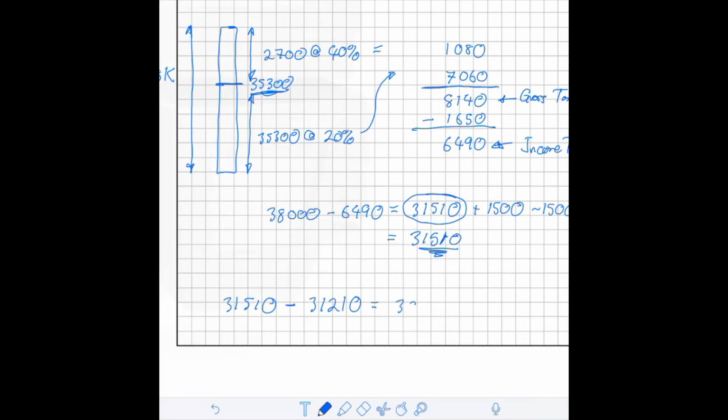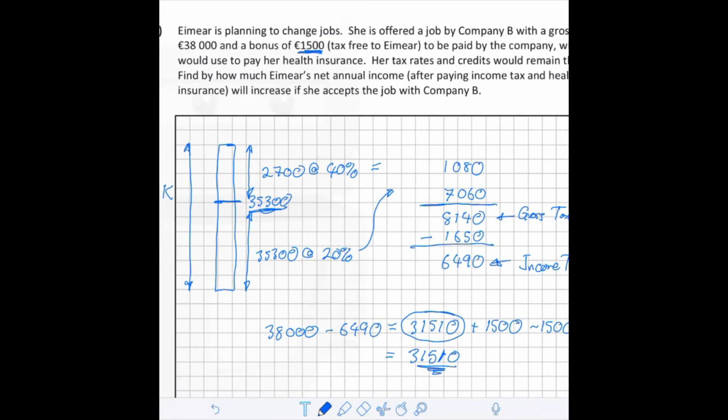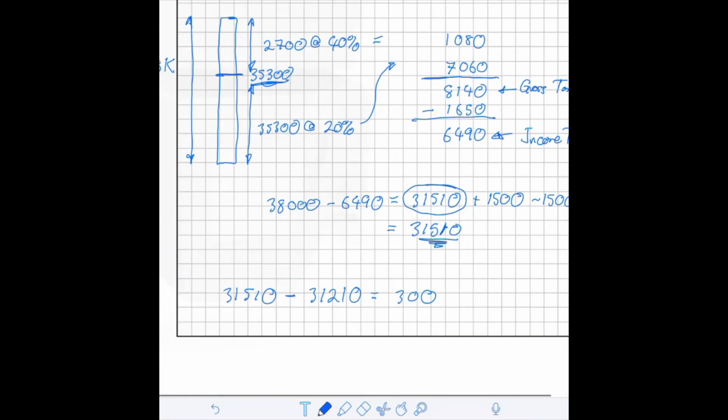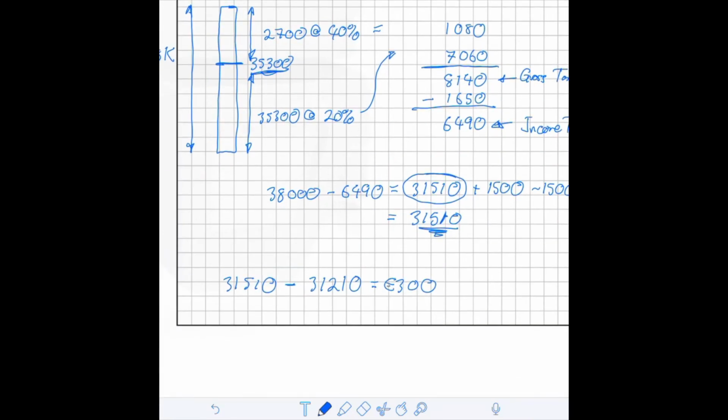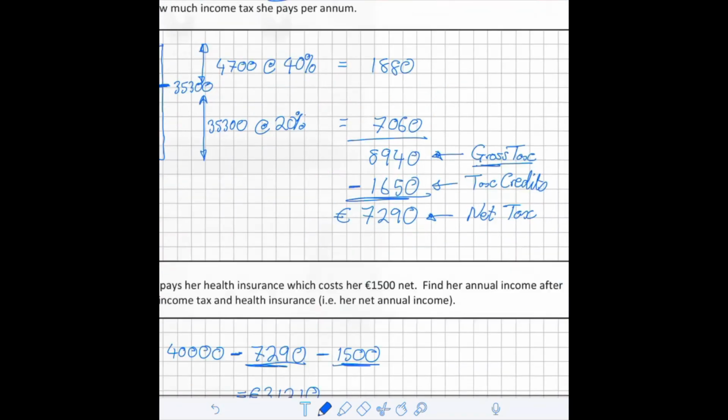And that's 300 euro. So in part, when she's working for company B, she's 300 euro better off at the end of the year. Okay, so that's 2019 question one.